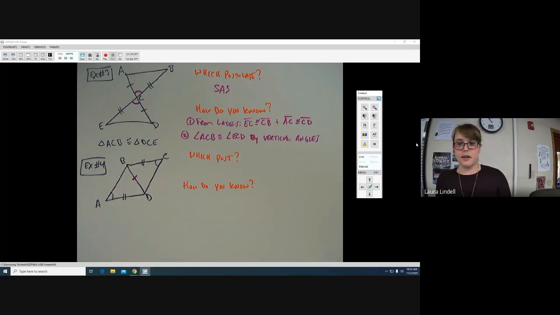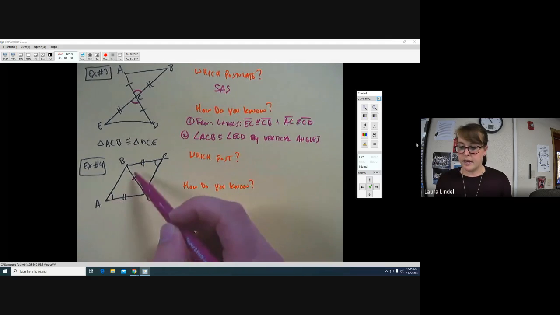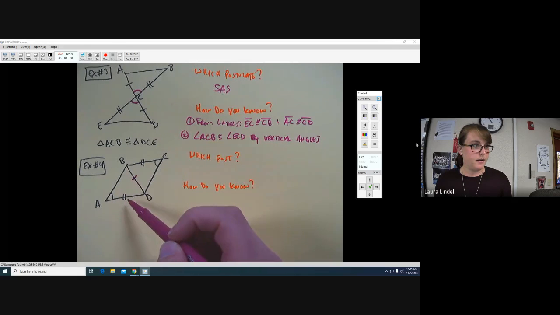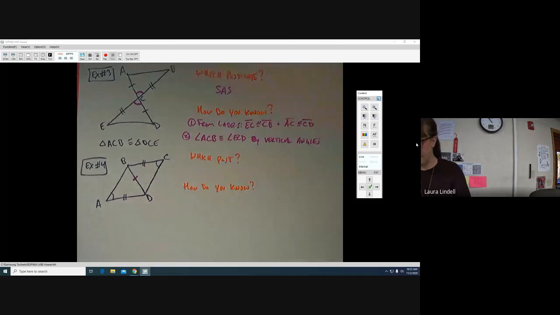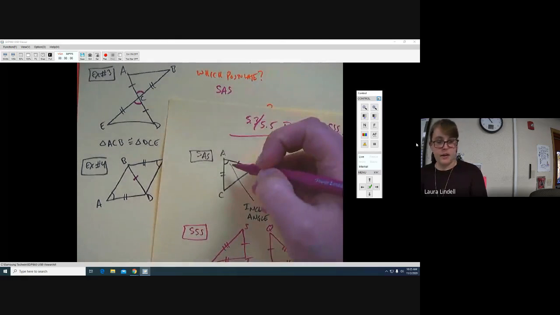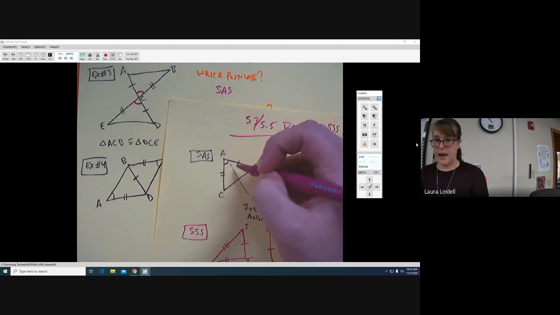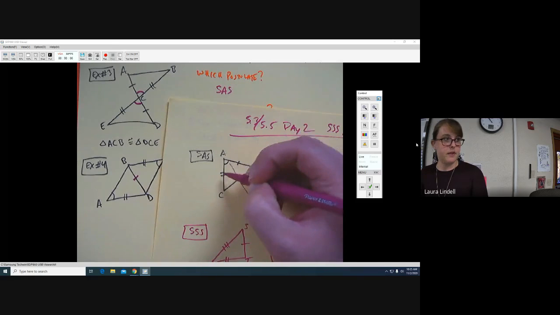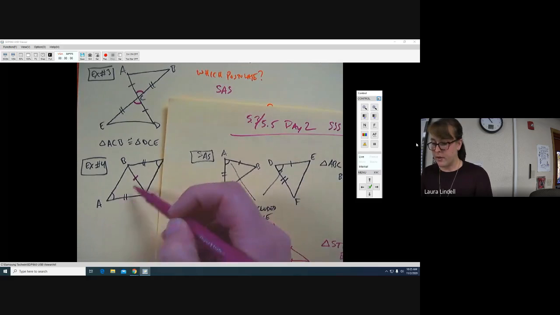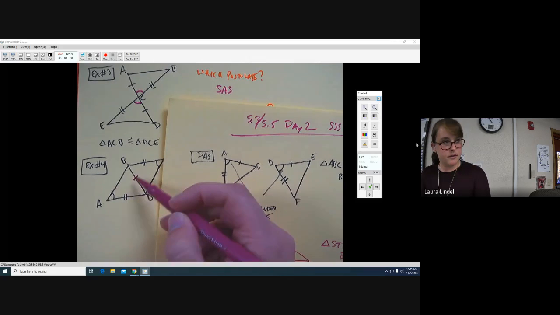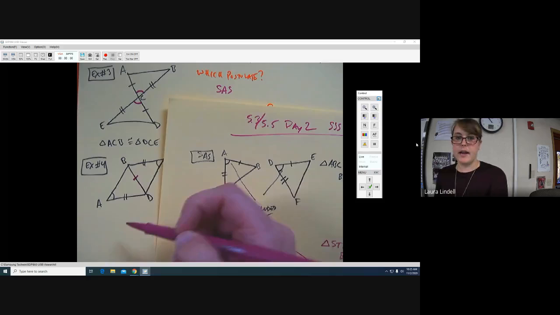The problem with this one, though, when we see which postulate should we use, we're tempted to say SAS, right? Because we do have an angle and we have two sides. But here's where we have a problem. In order to use SAS, it needs to be a picture that has the included angle between two of the sides. But this angle is not between the two sides that I know. This angle is not the included angle.